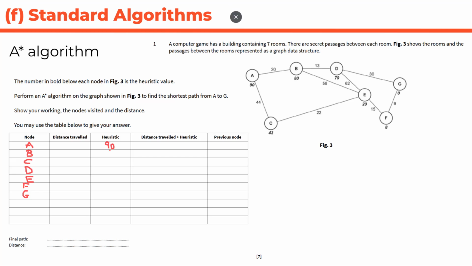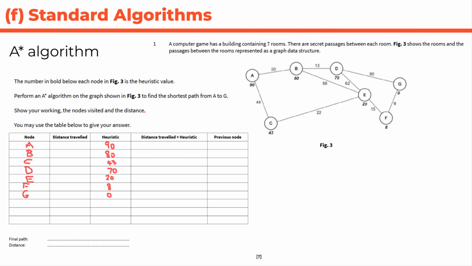So A is 90, B is 80, C is 43, where's D? D is 70, E is 20, F is 8, and G is 0, because that's our destination node. Okay, excellent. Right then. Now, distance travelled plus heuristic, previous node, we don't know this.